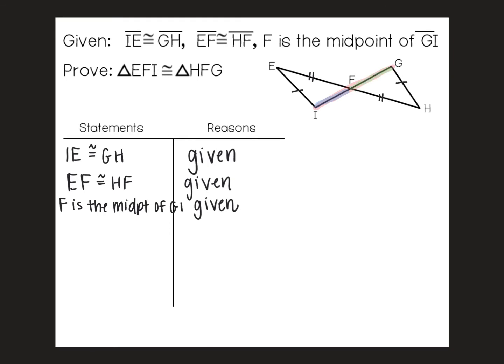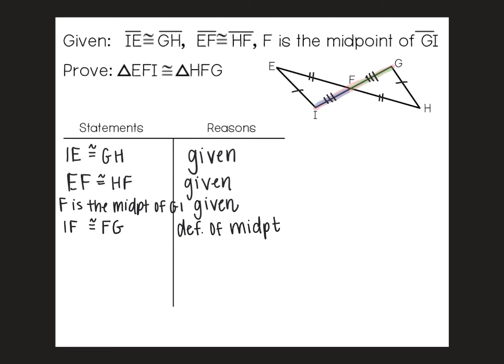So I want to write down that those 2 pieces are congruent. So IF is congruent to FG. And we can mark those. This is the third side, so I'm triple marking. And that's just the definition of midpoint. So midpoint means it's in the middle. That means it's split into 2 congruent parts.